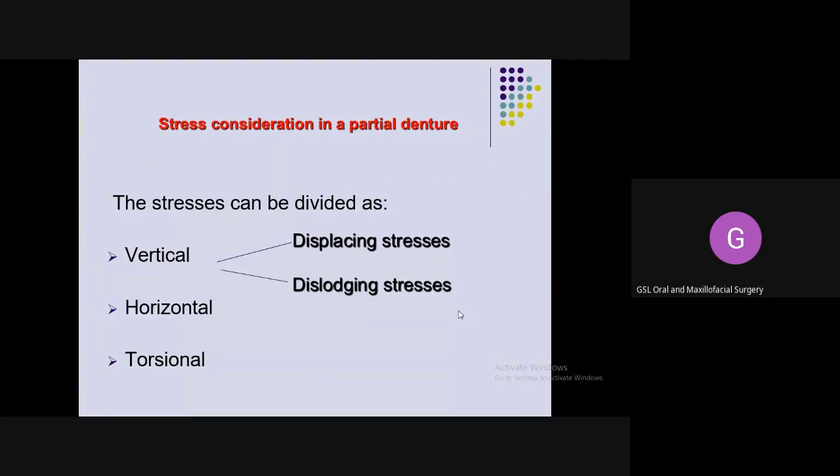So what are the stresses affecting the partial dentures? There are three main types of stresses that affect the removable partial denture. The first is vertical stresses, the second is horizontal stresses, and the third is torsional stresses. These three affect the stability of the partial denture. In the vertical, there are two: one is the displacing stresses, and the second is the dislodging stresses.